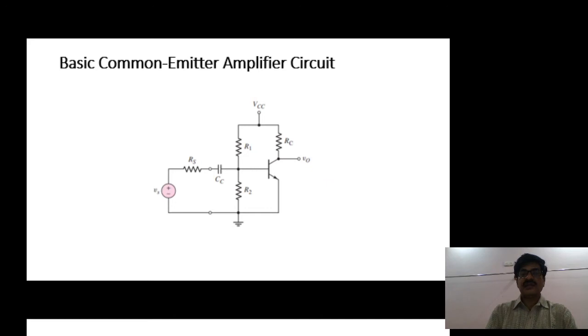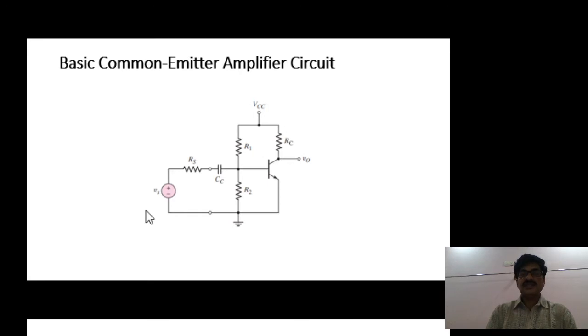And the resistors R1 and R2 act as a voltage divider network. Along with VCC, it acts as a biasing circuit. Therefore, this type of biasing is referred to as voltage divider biasing. Whereas the resistor RC, known as the load resistor, is also called the current limiting resistor.